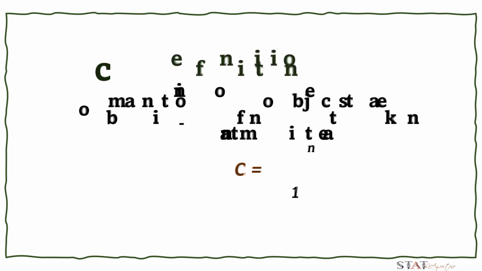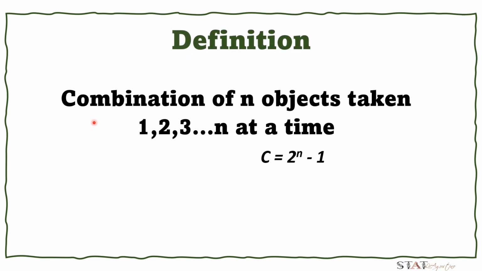Now let's proceed to the combination of n objects taken 1, 2, 3, and so on until n at a time. It is equal to 2 to the power of n minus 1.